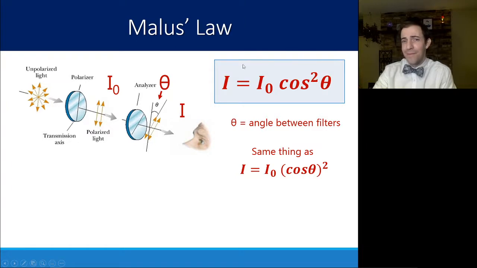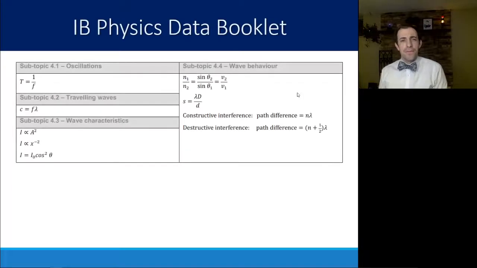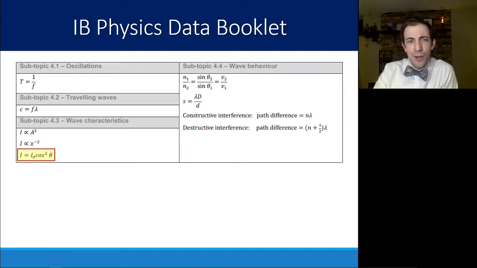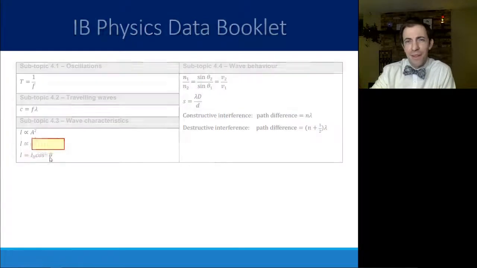This, for those of you who are less familiar with what a squared cosine would be, is the same thing in your calculator as just typing in the cosine of theta and then squaring that whole quantity. It's just another notation, another way to write that. This equation shows up in your data booklet under the 4.3 wave characteristics for IB. I is equal to I naught cosine squared theta.